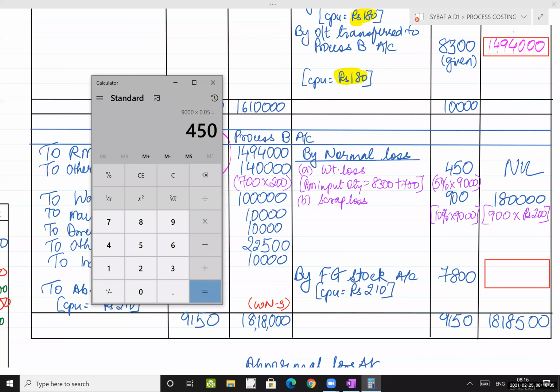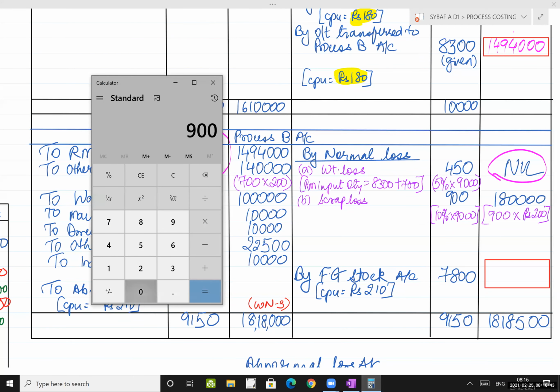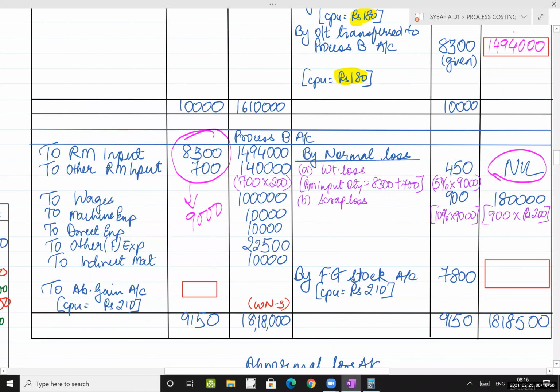And you know weight loss is not saleable in the market, so value नहीं आएगा. Similarly, scrap loss. How much? 10%. So 9,000 का 10% scrap loss is how much? 900. 900 multiplied with 200, 1,80,000. Okay, is this clear? Till here it is clear to everyone.